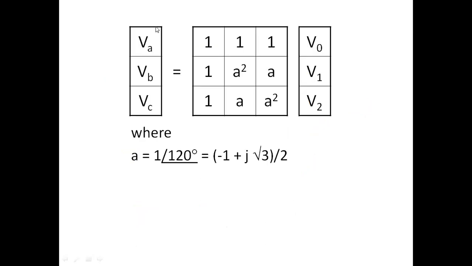In matrix form, we can show the column matrix VA, VB, VC equals the matrix 1, 1, 1; 1, a square, a; 1, a, a square, times V0, V1, V2. These are the zero sequence, positive sequence, and negative sequence. It is the total voltage of phase A, phase B, phase C, where a denotes one magnitude at an angle of positive 120 degrees, which means minus 1 plus j root 3 by 2.